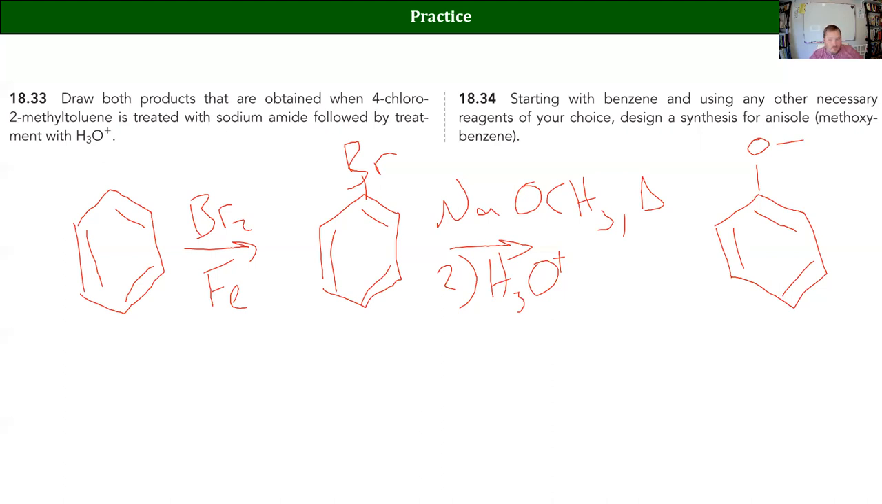And so like with a lot of the synthesis problems we've done before, the trick is not necessarily in converting one functional group to another. A lot of times the trickiest part is getting all of the functional groups where you want them before you then convert, say, a good leaving group to something else. And in this case, we're just trying to make a single substituted benzene. That's pretty easy because all the carbons are equivalent.